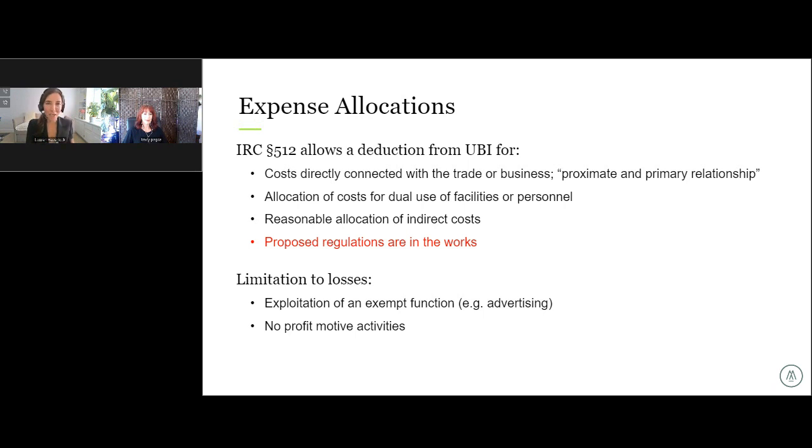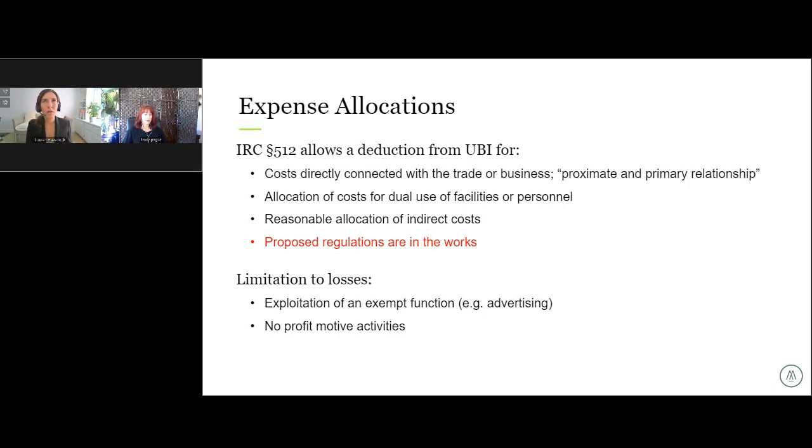So there are a lot of other considerations that we need to have in terms of allocating those costs. It's not necessarily that you just kind of take a portion and just guess what it would be. You would really want to create a methodology for all of your UBI revenue that tracks and has factors connected to it. So the types of costs that are allowed to offset income are costs that are considered proximate and primary to the production of that UBI.